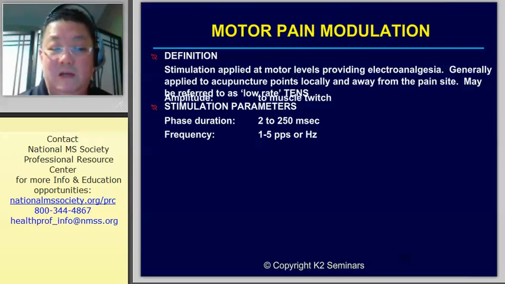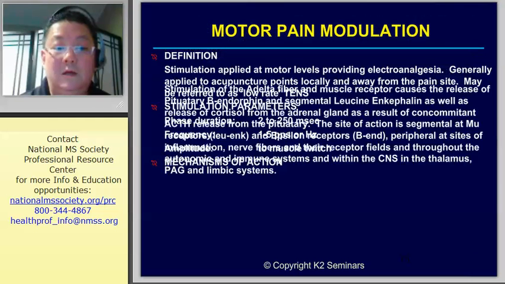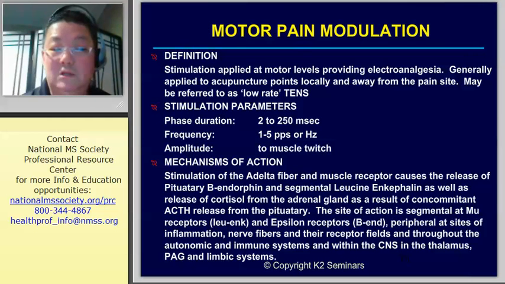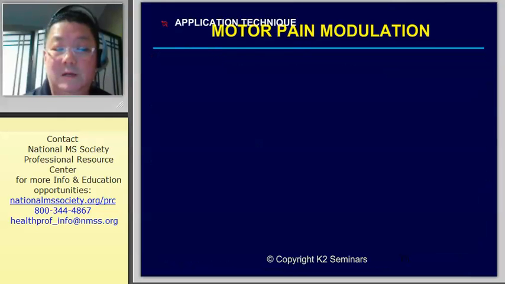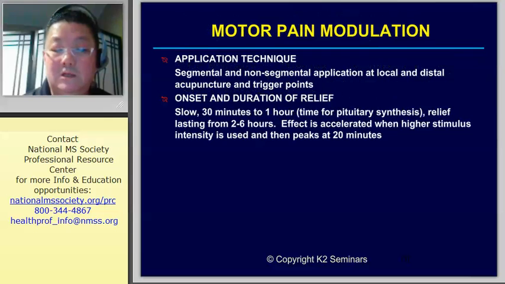The mechanism of action is the gate control theory and the endogenous opiate theory. The application technique we'll talk about in just a little bit. It's primarily going to be 4 electrodes in a crisscross format. Onset and duration of relief, again, rapid within 20 minutes, but now lasts up to 2 hours. And here's what you can do. Just about anything with pain. So realize that that's what it is.